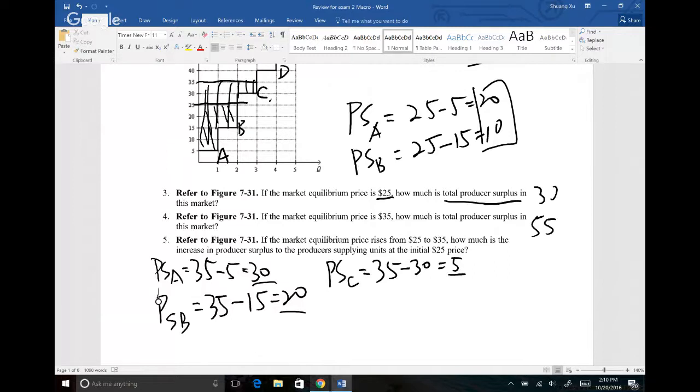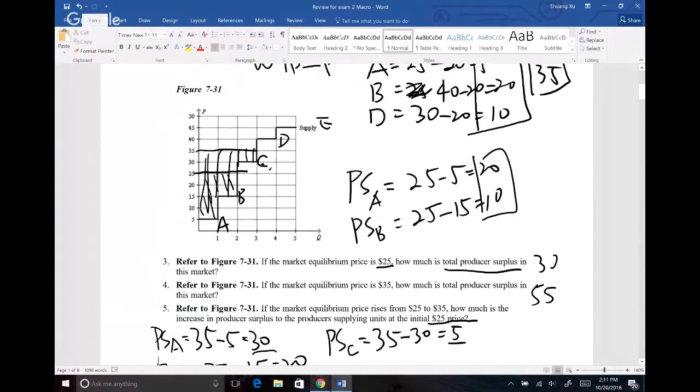Number 5. If the market price increased from 25 to 35, how much is the increase in producer surplus to producers supplying the good at the initial $25? So if you look at this graph over here, we have A, B, C, 3 producers producing the good at $35, but only A and B were still producing the good when the price was at $25. So the question is asking for these A and B producers, how much did their producer surplus increase?